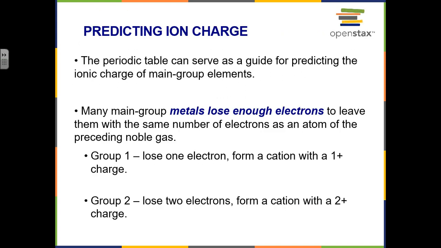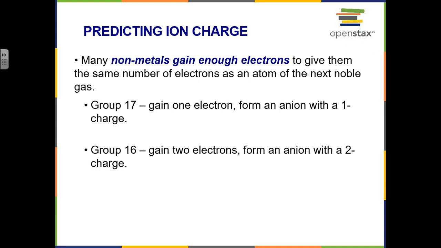Now, as I mentioned, the periodic table can serve as a guide for predicting ionic charge. Many of our main group elements lose enough electrons to leave them with the same number of electrons as an atom of the preceding noble gas. That means their goal to achieve octet can be mastered. Reiterating what I just stated, the group 1 column loses one electron and forms a cation that features a +1 charge. If you look at group 2, they lose 2 electrons to form a cation featuring a +2 charge.